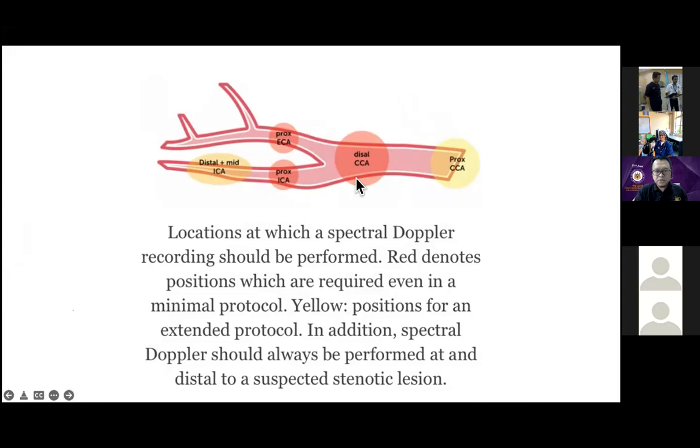Okay, the location at which spectral Doppler recording should be performed: the red color here, positions which are required even in a minimal protocol. They have the extended protocol, but for us, we look into the distal CCA and proximal ICA, which are the most common sites for plaque formation as well as carotid stenosis. The yellow position is for an extended protocol. In addition, the spectral Doppler should always be performed at and distal to a suspected stenotic lesion. The key word here is we should measure at and distal to a suspected stenotic lesion. I will show you later.